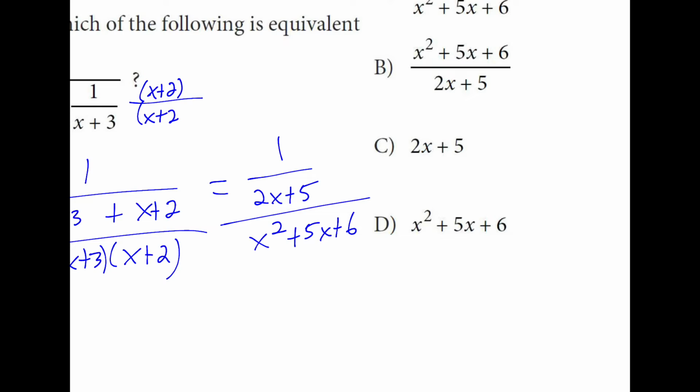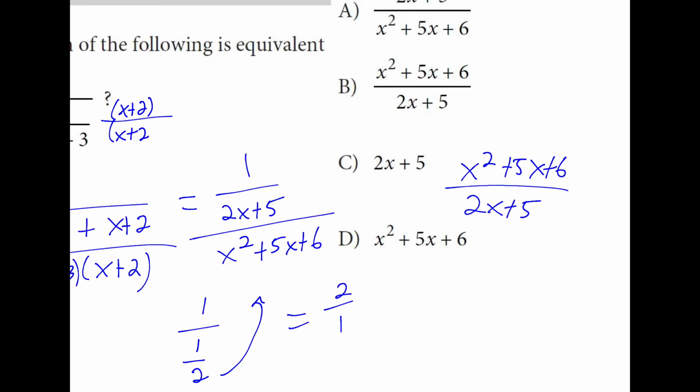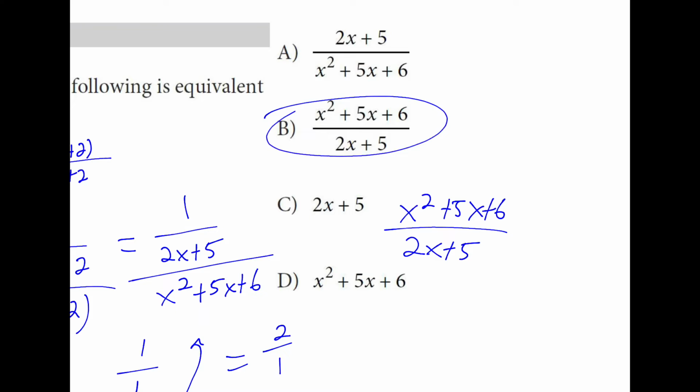And if you forgot the rule for how multiple fractions work, consider something like 1 divided by 1/2. What happens? The 2 floats all the way up, and the answer is just 2 over 1. Same thing happens here. Your answer is x squared plus 5x plus 6 over 2x plus 5. B.